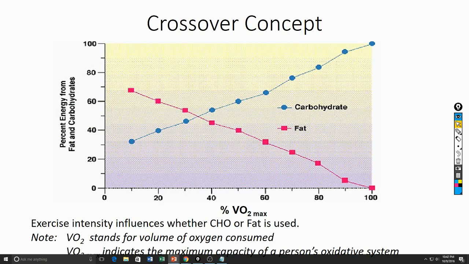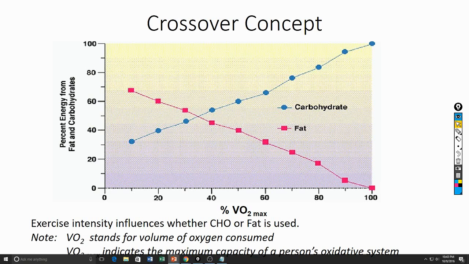All right. So the first key to all of this is intensity. The harder you work, the more you burn carbohydrate. The more relaxed you are, or the lower your energy demand is another way to say it, the more you're able to burn fat.